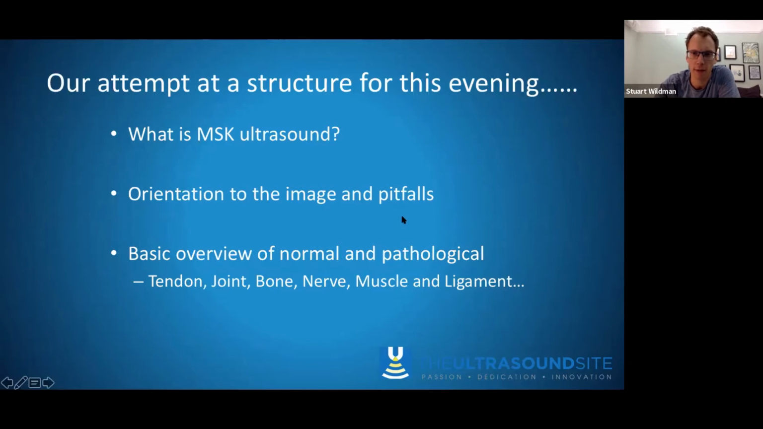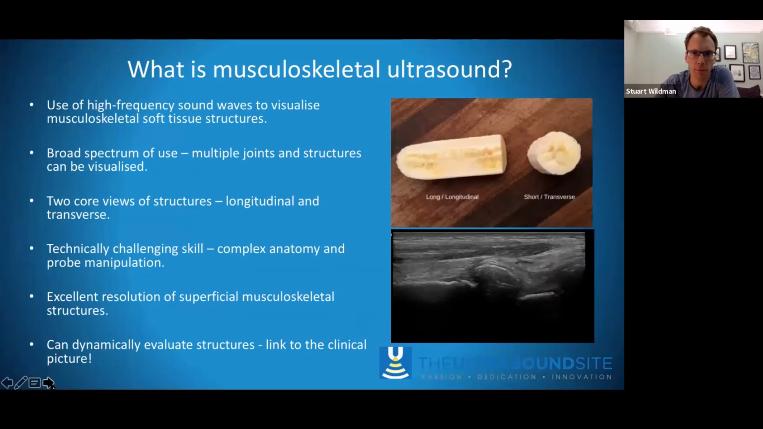So without further delay, let's see if I can just shift on the slide. So what is musculoskeletal ultrasound? Well, in essence, it's the use of high frequency sound waves to visualize musculoskeletal soft tissue structures. And we know, without going into too much depth, that if we can get a high frequency image, it has a good resolution. This tends to mean more superficial structures. And with musculoskeletal ultrasound, you tend to get a very good resolution of an image at anything up to 4 to 5 centimeters of depth. At that point, you're likely to have to drop your frequency a little bit, and you may lose some of the resolution of the image.